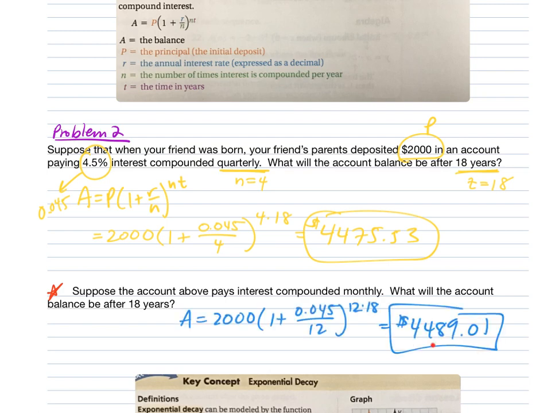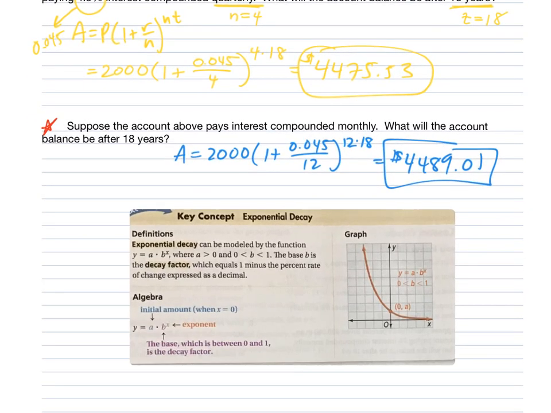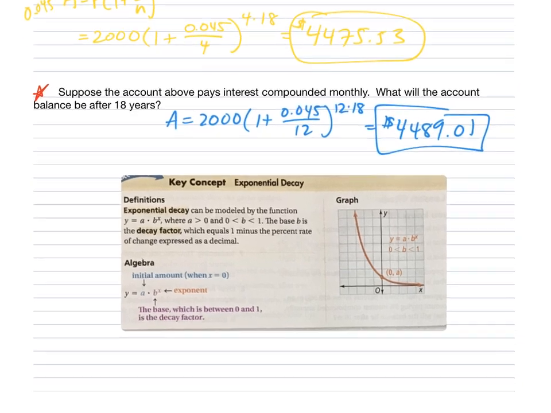Okay, and you can see you get slightly more money, 4,489.01 after 18 years. It's just not much more. We'll have many more sections to explore that when you get to Algebra 2 and pre-calculus and above. Okay, now we're moving on to exponential decay.